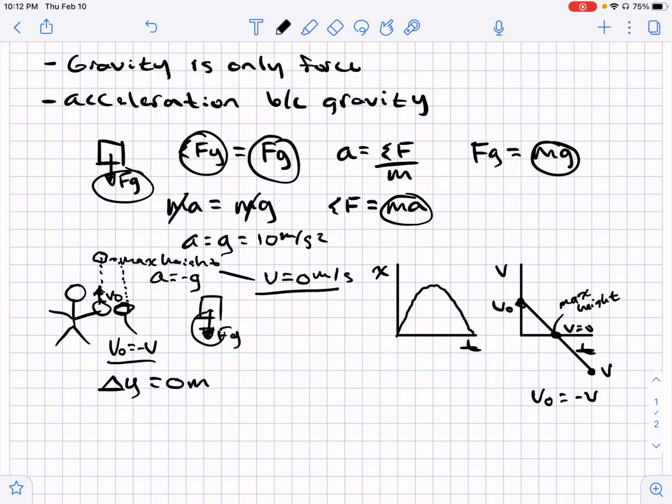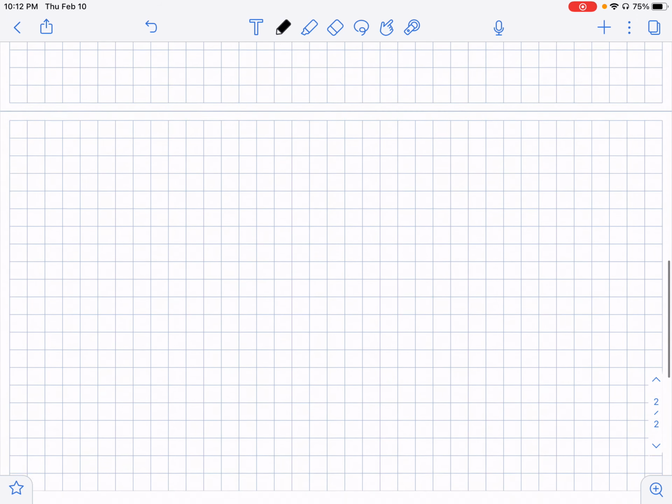So we need to understand that your displacement is zero, or they won't tell you your velocity is zero at the max height. They'll just say the max height. So you just got to make those assumptions there and interpret the problem to get those variables. So let's work a problem together.